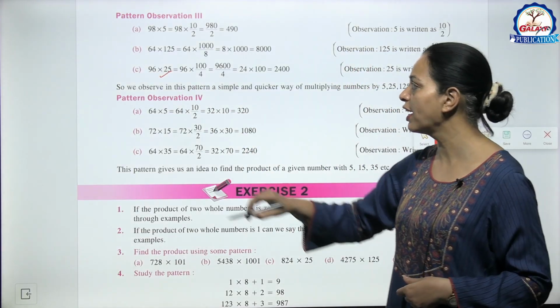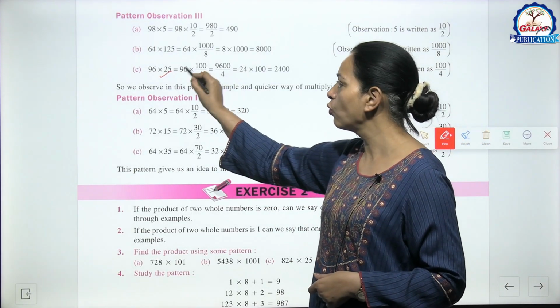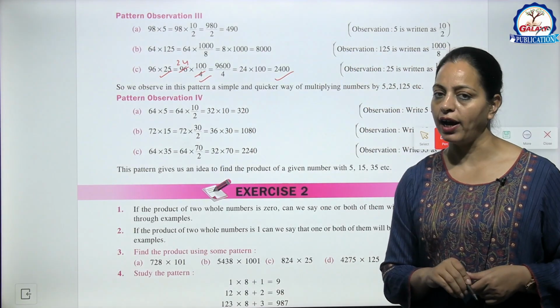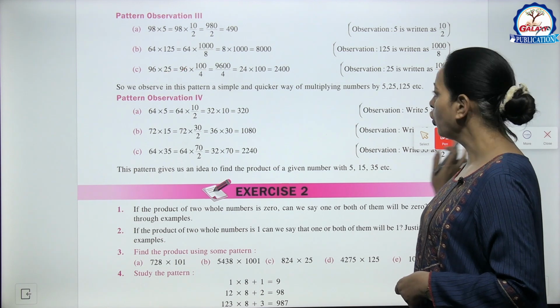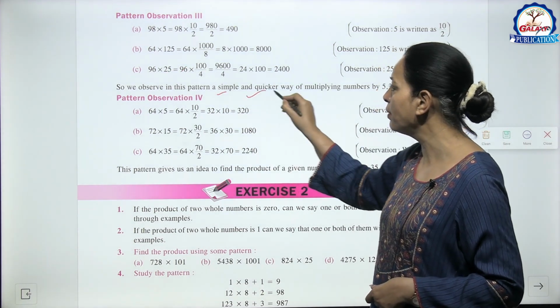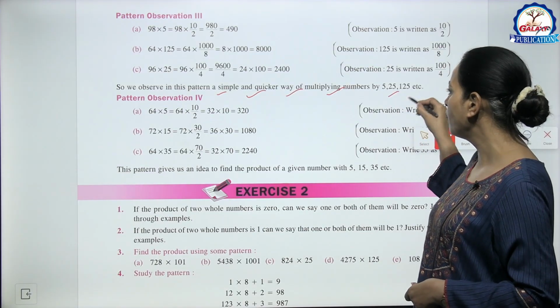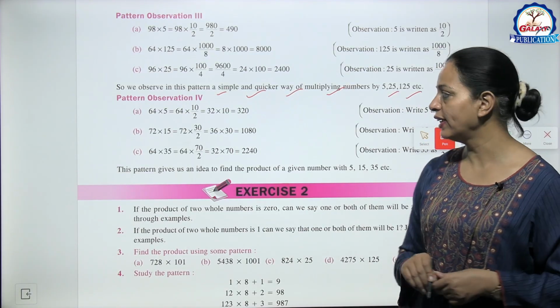So 25 is 100 divided by 4. So we can cancel this by 4. So that is 2400. Okay. So we observe this pattern, a simple and quicker way of multiplying numbers by 5, 25, 125, etc.